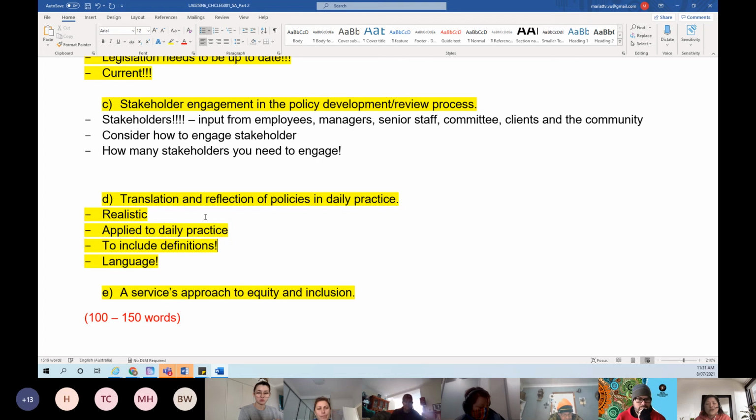Definitions, and we use a lot of acronyms within the organisation, but just making sure that we're quite clear on our definitions and on our acronyms as well. And language, it has to be simple and clear. Okay, simple and clear so everybody can understand it. There's no point writing an amazing policy with really long and big words that nobody understands. So it has to be simple and clear so that everybody that reads the policy understands what is expected of them.